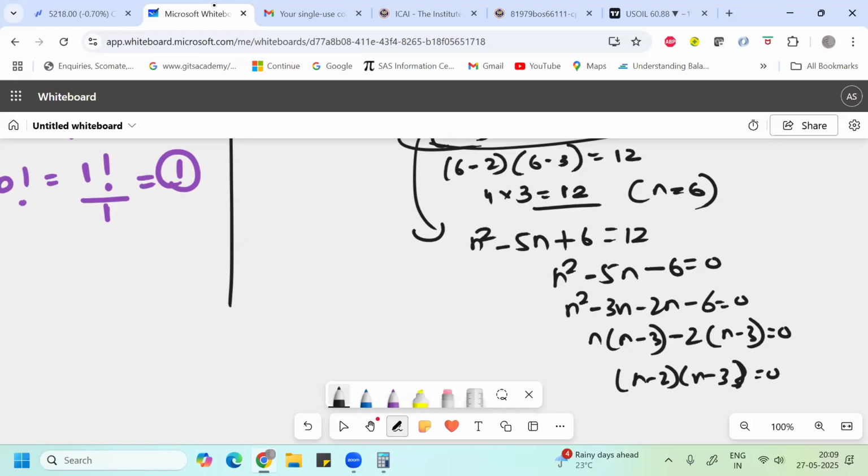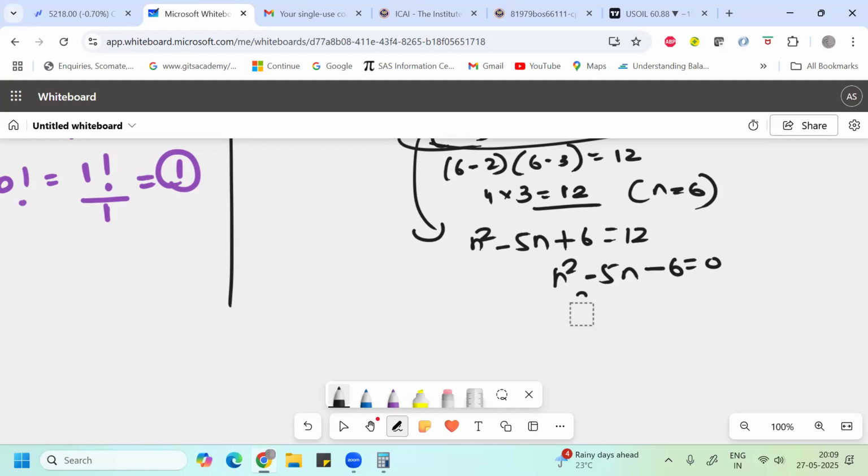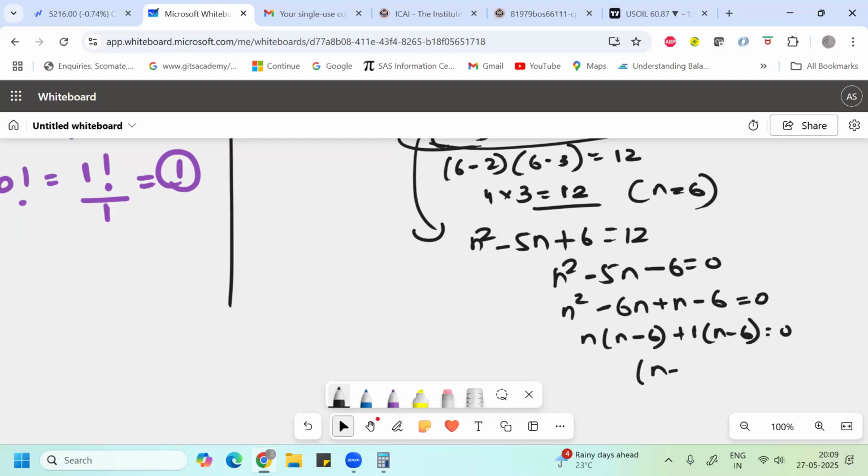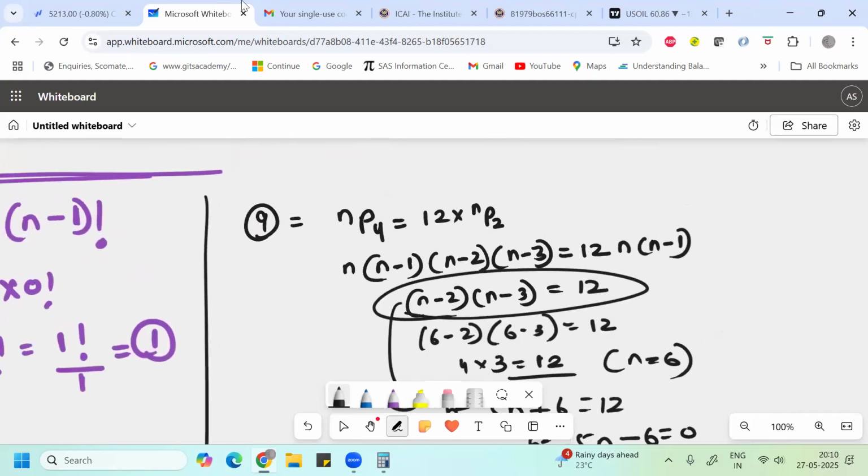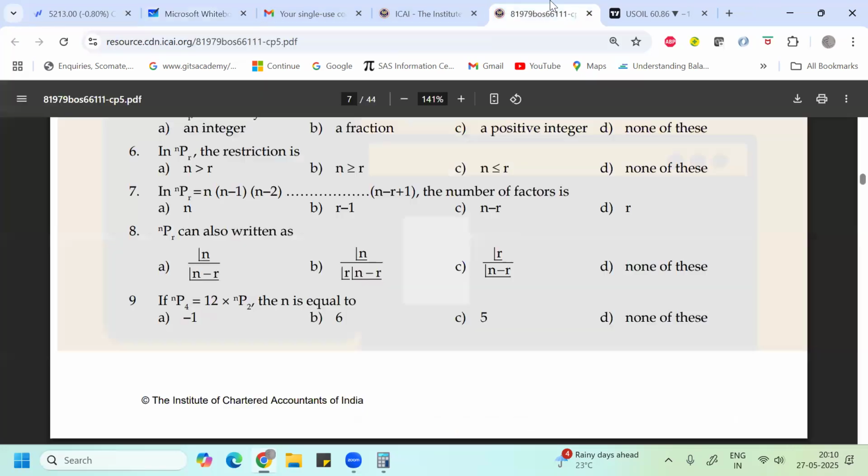But yeah, there's a mistake here, so this won't be true, because the roots are not satisfying. So n square minus 5n minus 6, I can write as n square minus 6n plus n minus 6 is equal to 0. So this would be n into (n minus 6) plus 1 into (n minus 6) is equal to 0. So (n plus 1) into (n minus 6) is equal to 0. So the n value is 6. So for question number 9, your answer is 6.